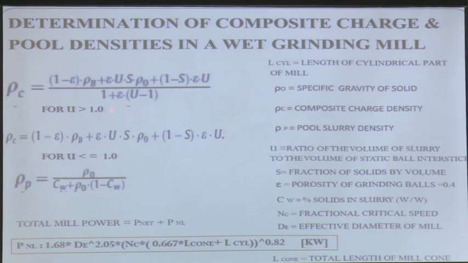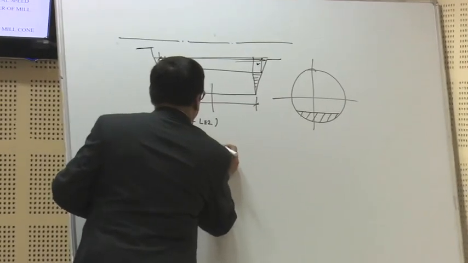This is the PC, where U is more than 1. What is U? U is the ratio of the volume of slurry to the volume of static ball interstices. I have just told you in the first session that between the balls there are voids, right? So it is a void volume.